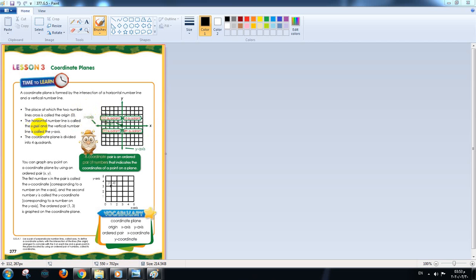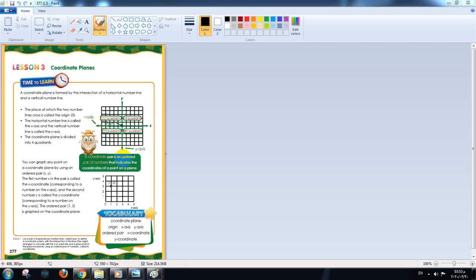Okay, the x-axis is the horizontal number line. What about the vertical number line? The vertical number line is called the y-axis. Again, the horizontal line is called the x-axis and the vertical line is called the y-axis.